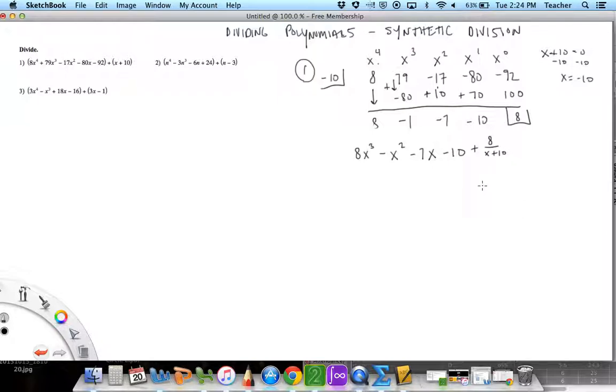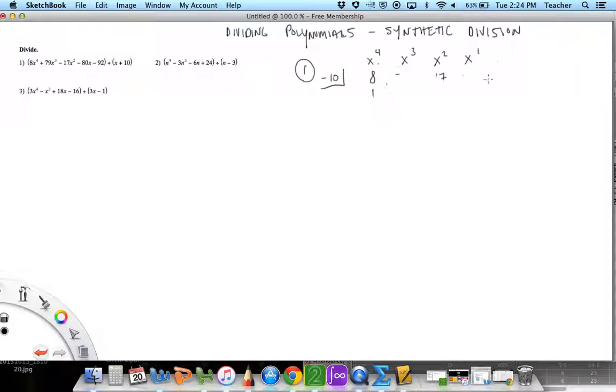Now, if you go back to the other video, that's the same answer we got earlier. And so let me review that again. We take the 8 and put it 1 degree less than what we started with, so 8x to the third, minus 1x squared, or I just put it as minus x squared, minus 7x minus 10 plus 8 over x plus 10. All right. So let me give an example where maybe it doesn't work out as nicely because maybe all the terms aren't covered.